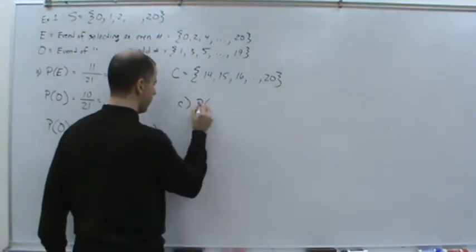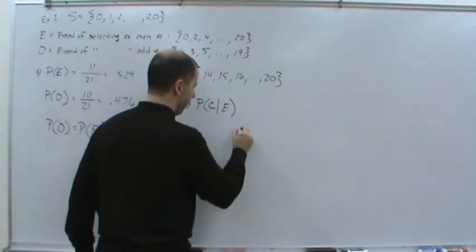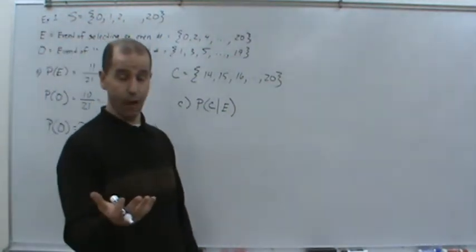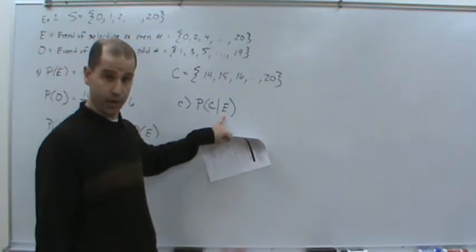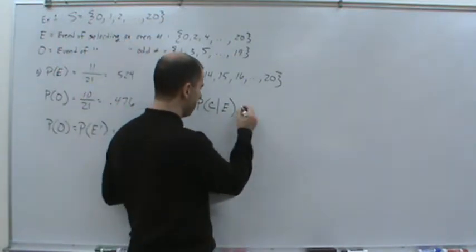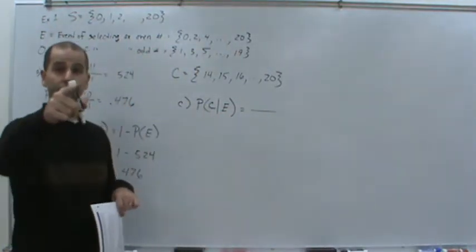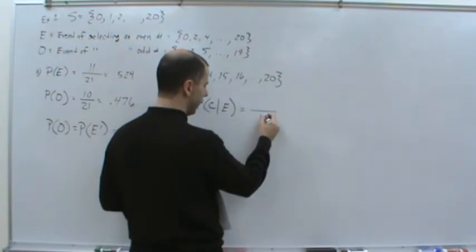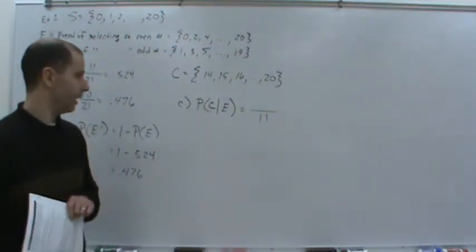We want the probability of getting C given that E has occurred. So now, what's our sample space? It's reducing to just the even numbers, right? So how many even numbers do we have? 11, right? So now, instead of using 21, our sample space is reduced to 11.